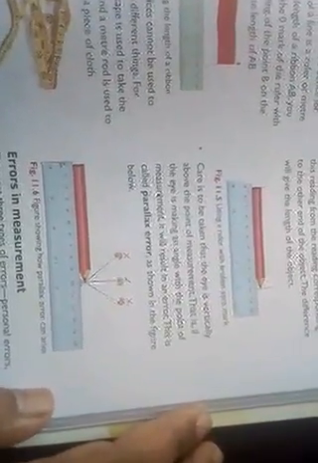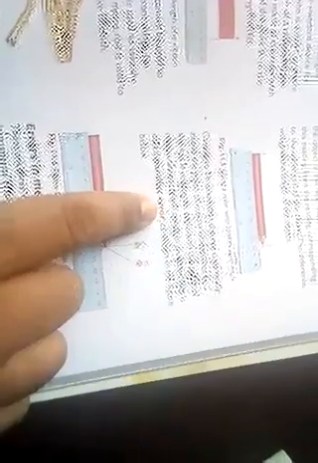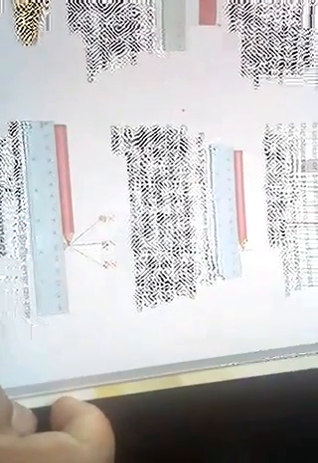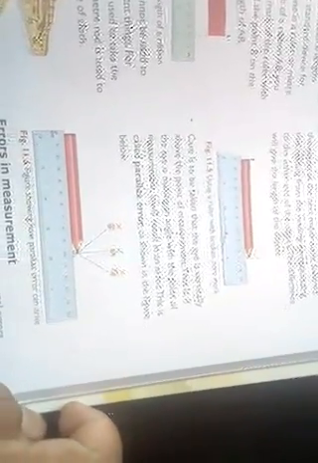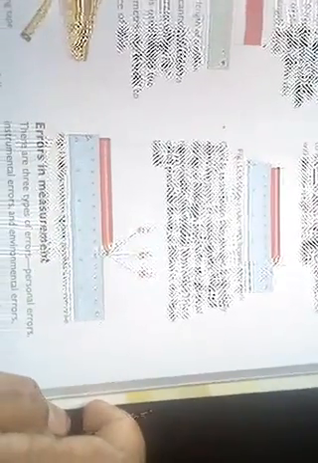And the final thing which you need to see is the proper position of the eye. Suppose you kept a pencil out here and your ruler out here, the position from which you view must be straight above the nib. If you are viewing from here, you will find some error, and if you are viewing from here, you will find some error. This is known as parallax error, the error which occurs if you are not viewing the unit properly.